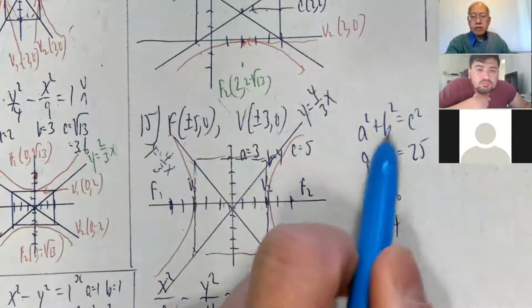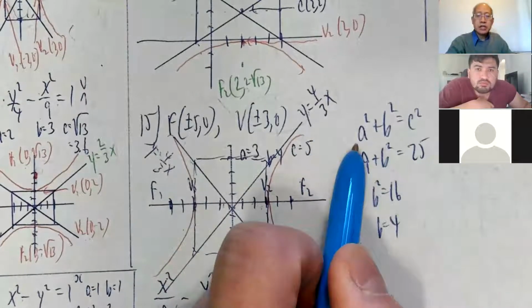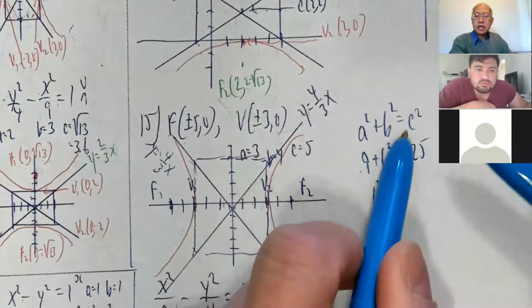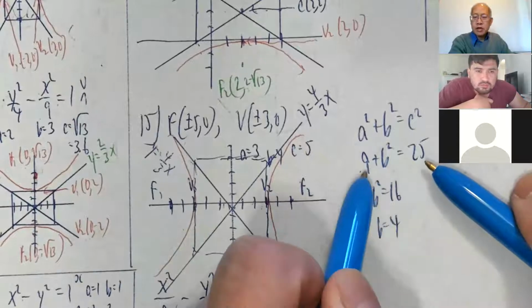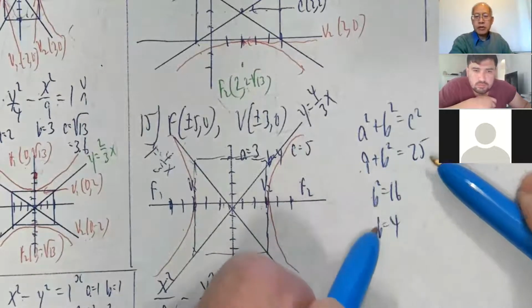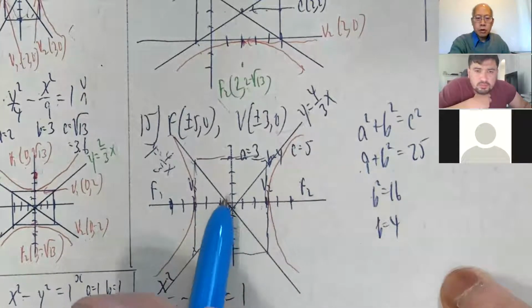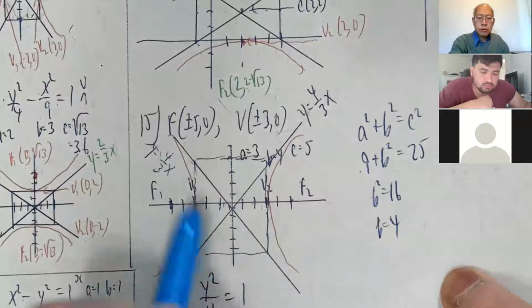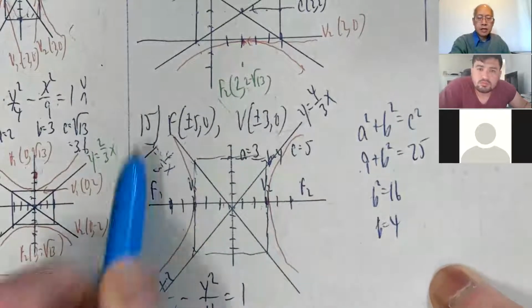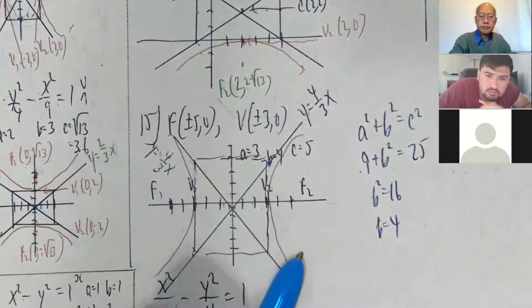Okay, a squared plus b squared equals c squared. a is 3, so a squared is 9. c is 5, so c squared is 25. Subtract, b squared is 16, b is 4. So 4, 1, 2, 3, 4. Draw my box. Connect the diagonals.